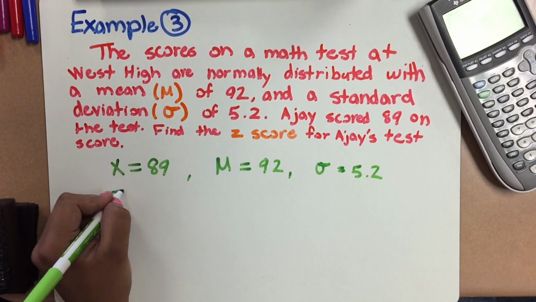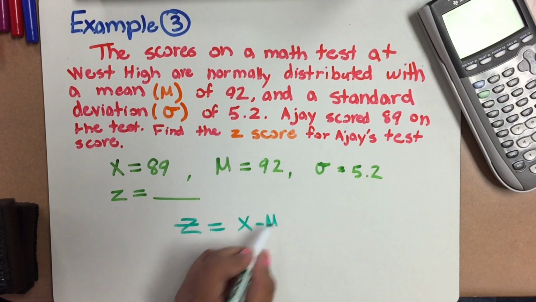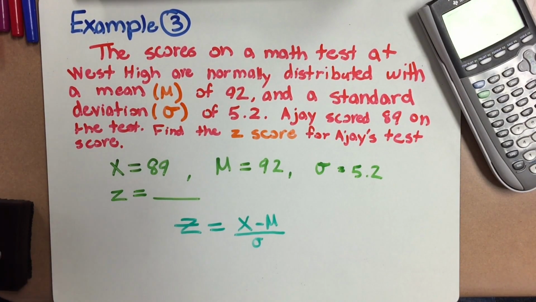Note that you are looking for a z-score when x is equal to a number. You would plug in the values into the equation and calculate the z. You get negative 0.58 as your answer.